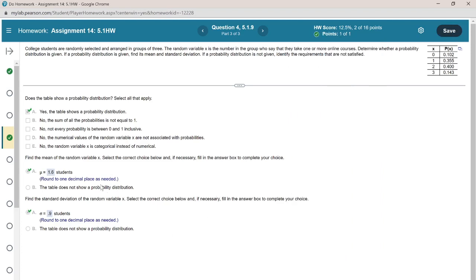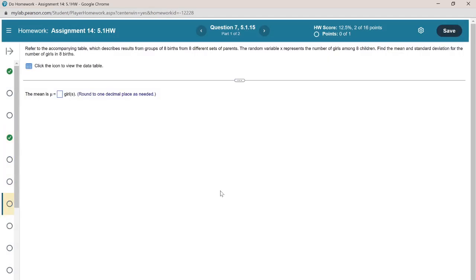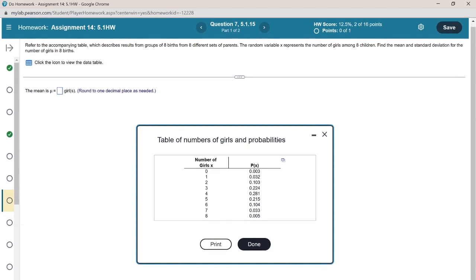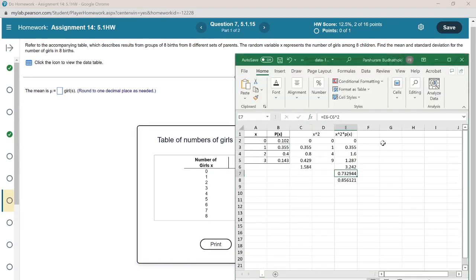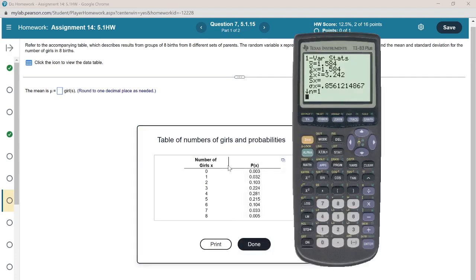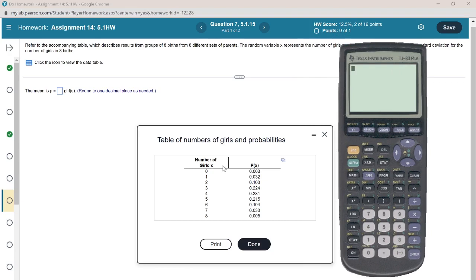Okay, so that's the next problem. Let's go to the next problem and see what we are asked here. Again, there is a data set given here, and now we need to calculate the mean and standard deviation. That's the very same problem. You can either use Excel, or you can use the way we just discussed, the TI-83/84 calculator. You just need to update your table here, and then it will give you the answer.